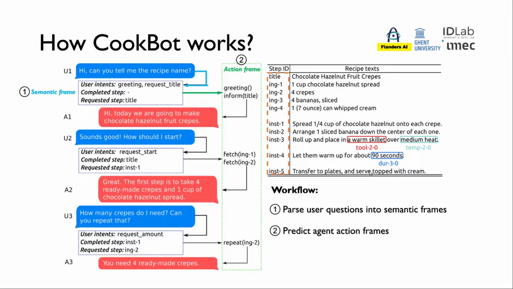And the second step is to use another model to predict the agent action frame, which is an abstractive representation of the agent's reply to the user's question. Now, with the help of this action frame, we employ pre-trained generative models such as T5 or BART to generate natural responses.